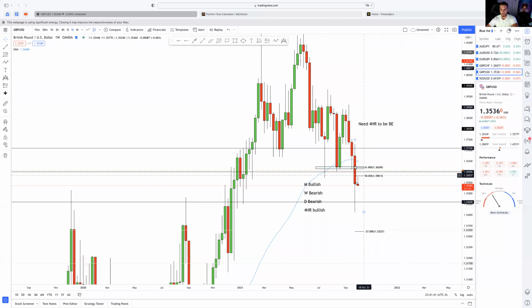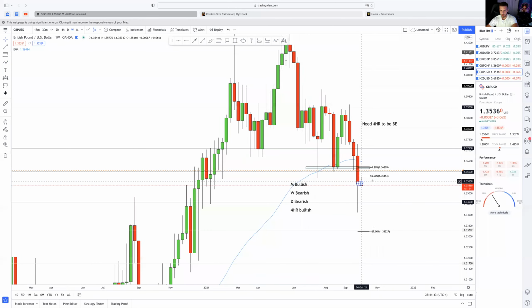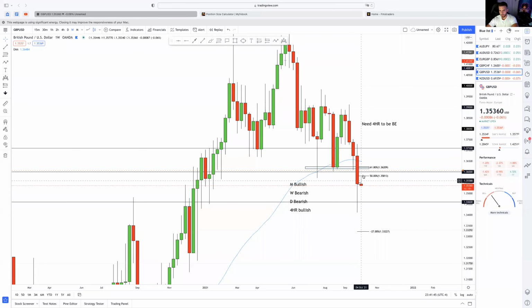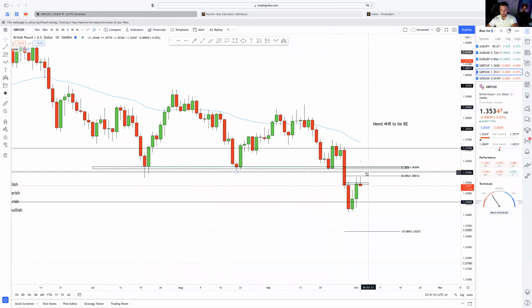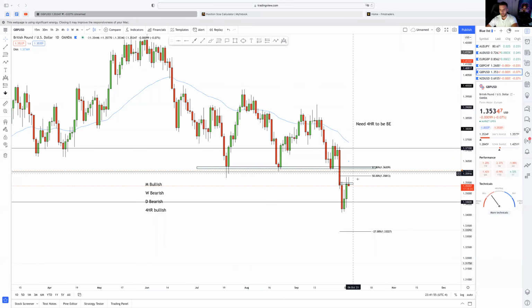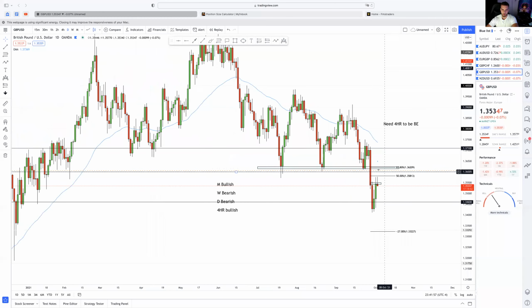But what I do love is how the weekly has closed under the structure level like this. And now we're looking for the retest of that weekly. What I really like is how the weekly structure lines up with the daily structure. That's what I really like. And I just need for it to fill that. And then I will be more comfortable with going short.